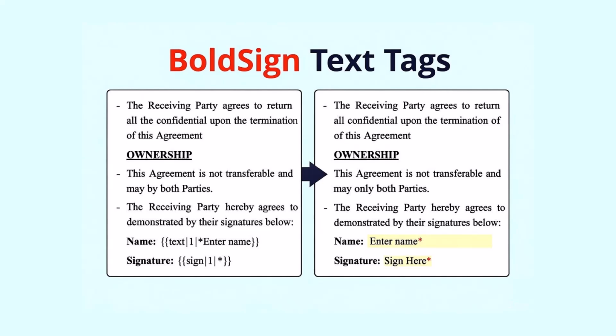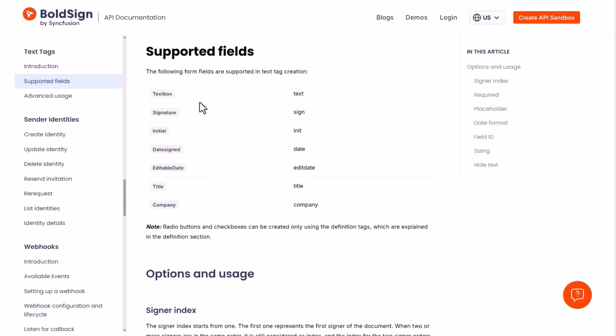Text tags give you flexibility for dynamic documents. Supported fields include text box, signature, initial, date signed, editable date, title, and company. Radio buttons and checkboxes can be created only using the definition tags.